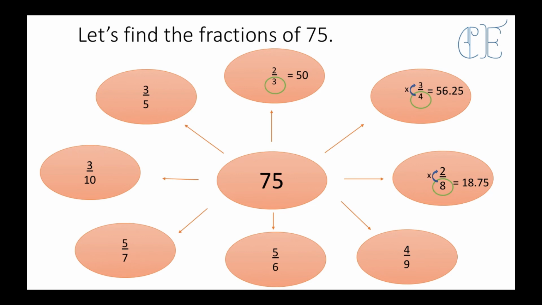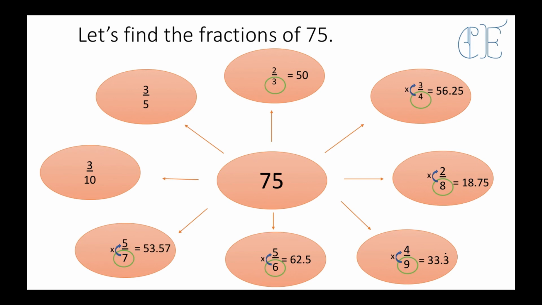And then 4/9, 75 divided by 9, and then times by 4 is 33.3. And then 5/6, 75 divided by 6, and then times by 5 gives us 62.5. 5/7, 75 divided by 7, times by 5 gives us 53.57.